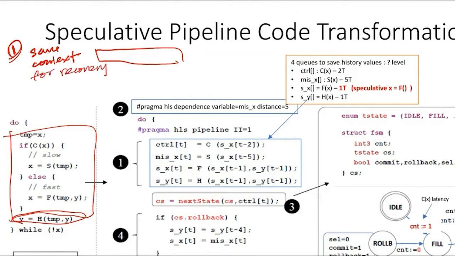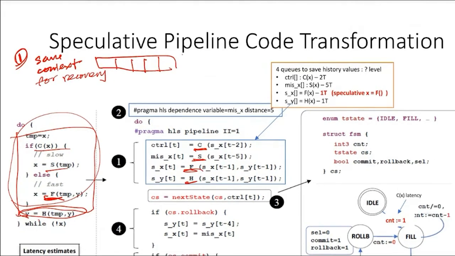In this code, what is the context? You have the C function, the S function, and the F function. And H, we really don't care about. You have to save them in a FIFO, a queue or FIFO.